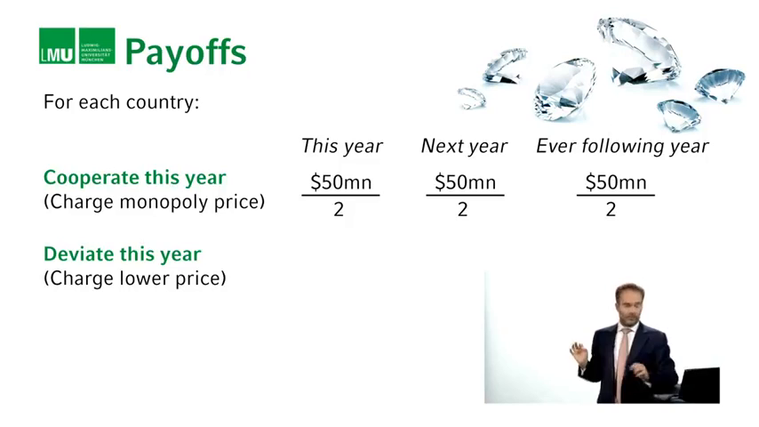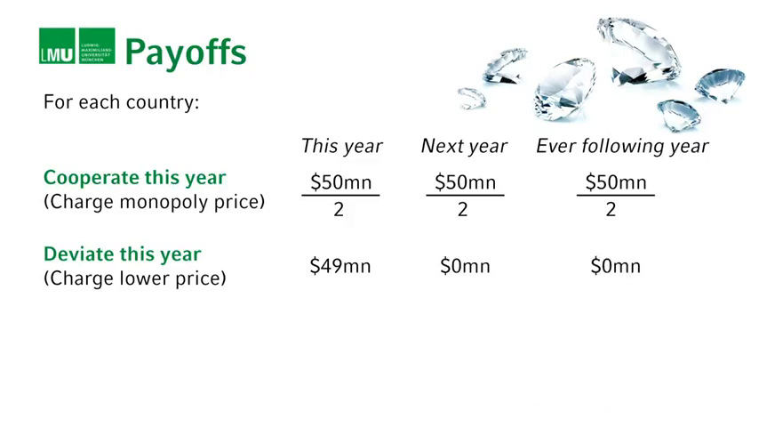If we deviate this year, so if we charge a lower price, then we get 49 million. So we just assume that we undercut our rival by a little bit, and we take pretty much all the market. And that, by assumption, gives us almost the full monopoly profits, gives us 49 million. However, then cooperation breaks down and we get 0 from there onwards. Okay? So that's when the trigger strategy is relevant, right? So we play the trigger strategy, meaning that once someone cheats, we're always going to go down to marginal cost.